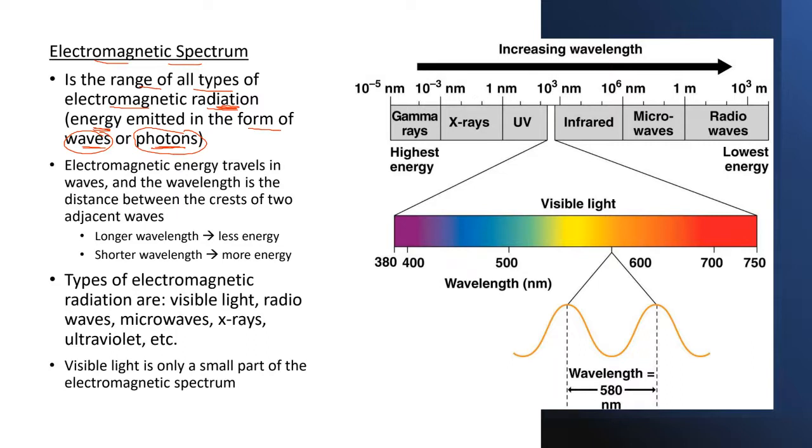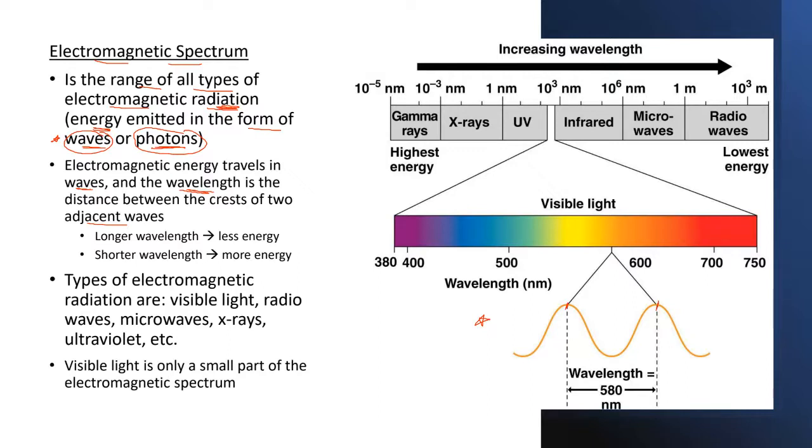Now the way that I want to present it here is I want you to think about waves. We don't have to go into a lot more detail because this is a biology course, and it's usually easier to think about this energy when we talk about light energy, for example. It's easier to look at it as wavelengths, as waves. The electromagnetic energy travels in waves, and the wavelength is the distance between the crests of two adjacent waves. So the wavelength, if you look at my example here, is from crest to crest.